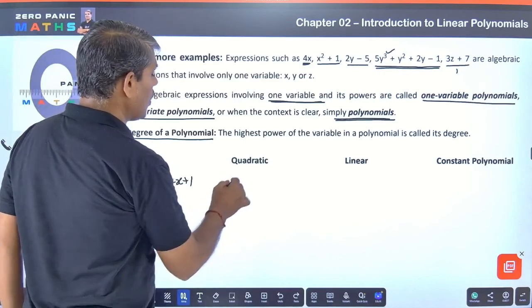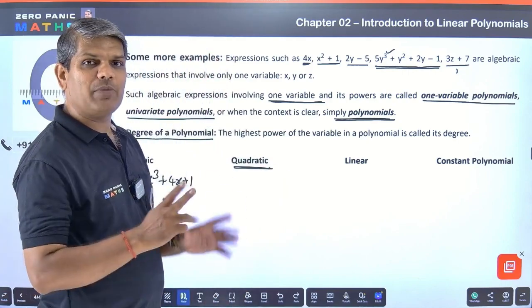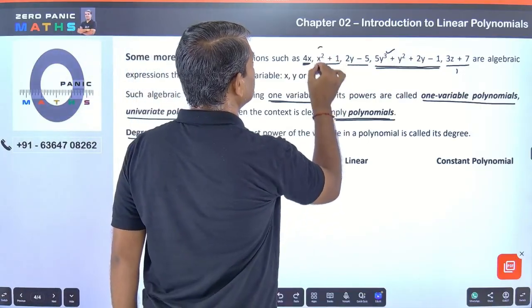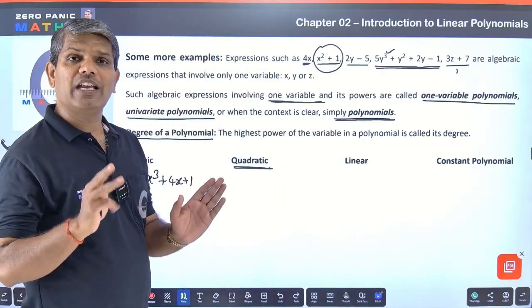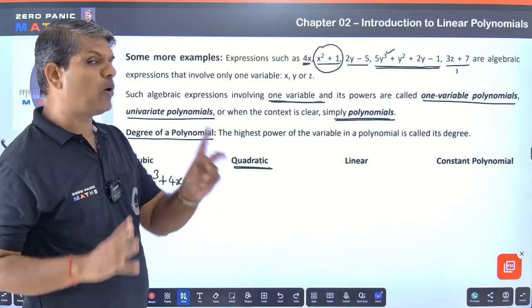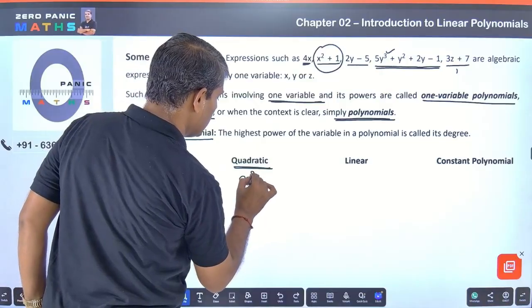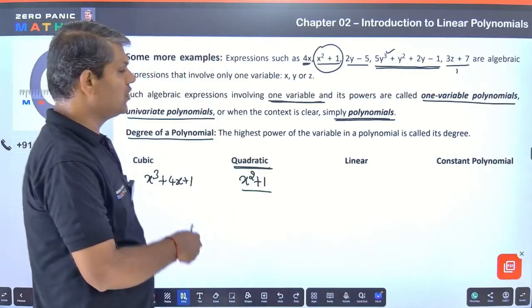Okay. Now quadratic polynomial. Quadra, as you know, quadrate means 2. So as the name indicates, it is an expression or polynomial in which the variable's highest power is 2. Simple. That is x square plus 1. Here x is the variable and its highest power is 2.